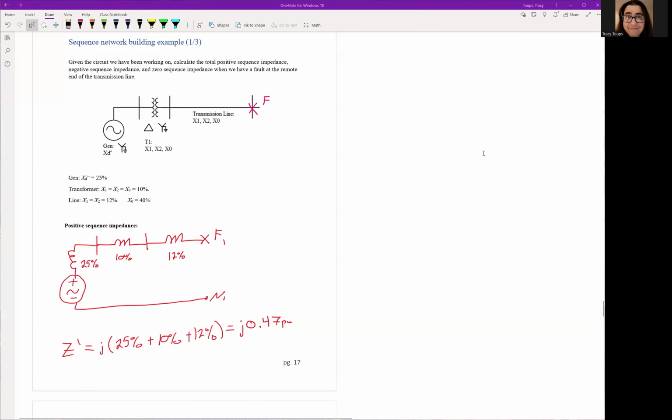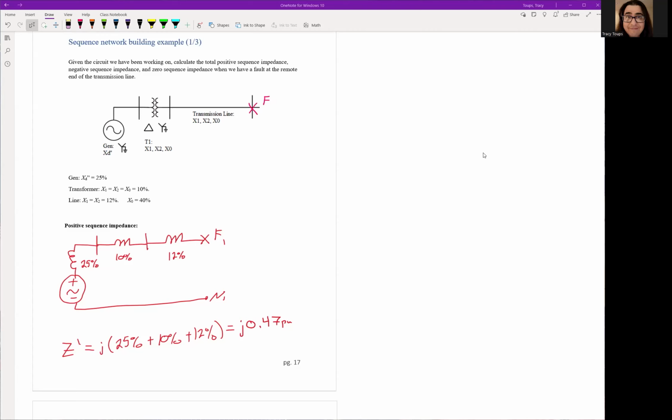All right, welcome back. So here we're going to check your sequence networks that you've built. So looking over here, we have a fault at the remote end of the transmission line. It's the same network as I was building earlier. And if you just look, we have a positive sequence voltage we put in. We have an XD double prime, our T1 positive sequence transformer impedance, our positive sequence transmission line impedance: 25%, 10%, 12%. You just add them all together because they're in series.